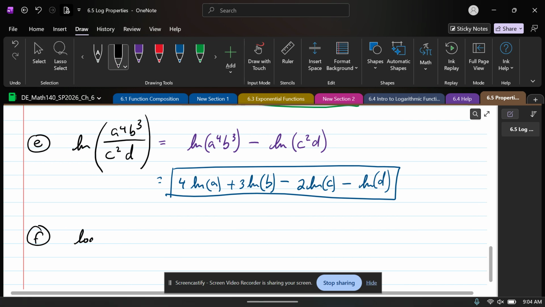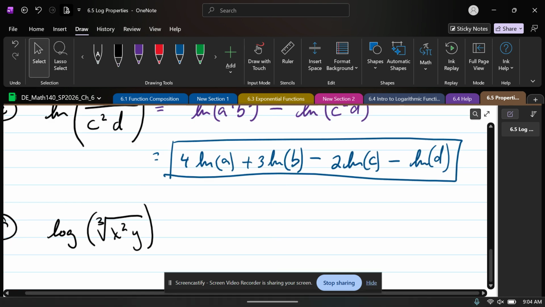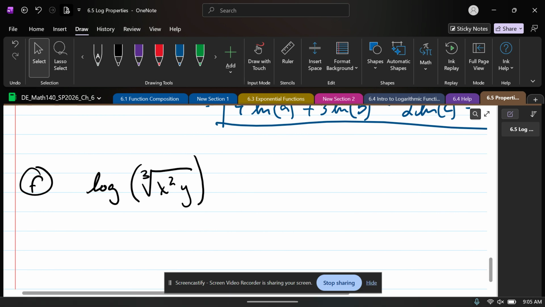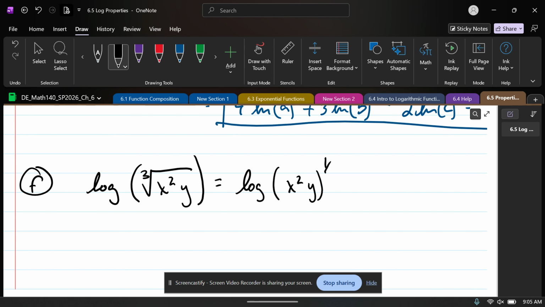Let's do log base 10 of the cubed root of x squared y. So that's a cubed root there. And x squared and y are both underneath that cube root. We want to expand that as much as we can. It's got a radical in it, so remember what I said earlier about what I do when there's a radical before I do anything else. So if I rewrite this as an exponent, that's going to be x squared y to the 1/3 power.